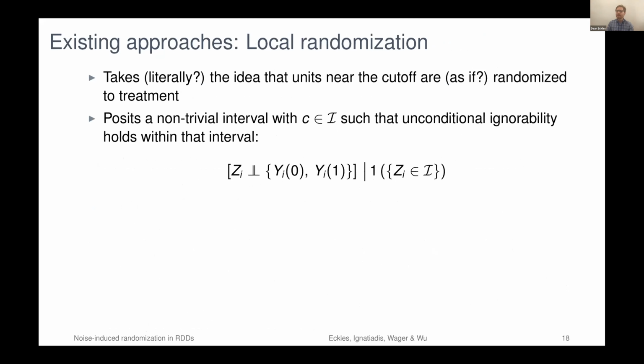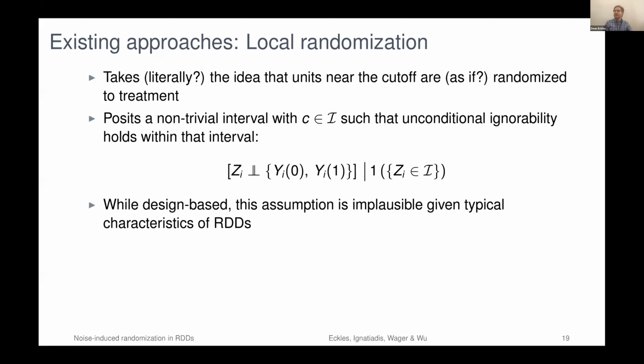On the other hand, another approach to RD designs is the local randomization or randomization inference approach. And so this takes literally maybe the idea that units near the cutoff are randomized to treatment, or at least they're as if randomized. So the idea is that we just posit that there is some non-trivial, non-infinitesimal interval around the cutoff, such that within that interval, we have unconditional ignorability, that is unconfoundedness. And so it's as if units are being randomly assigned to treatments.